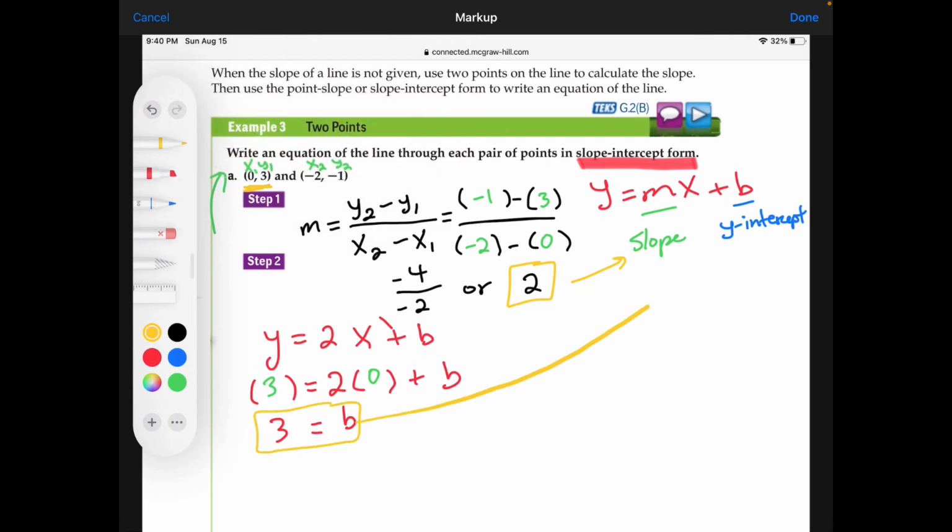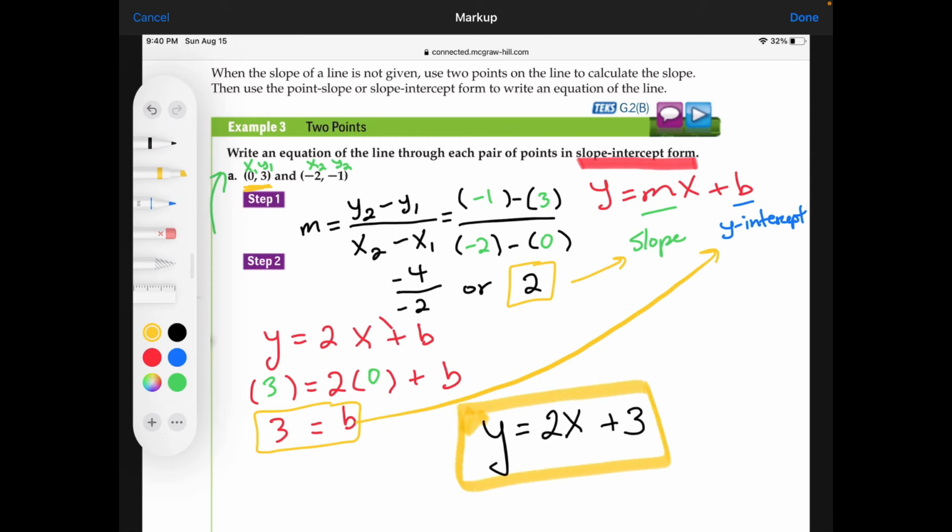And so here we have the y-intercept. So we have both of the things we need to complete our equation. So our final answer is going to be y equals 2, because that's the slope, x plus 3 is the y-intercept. So we leave the x and y intact, because once again, that represents all points on a line.